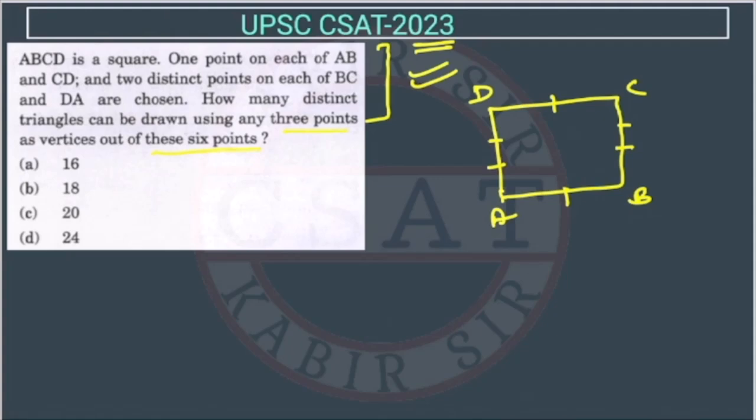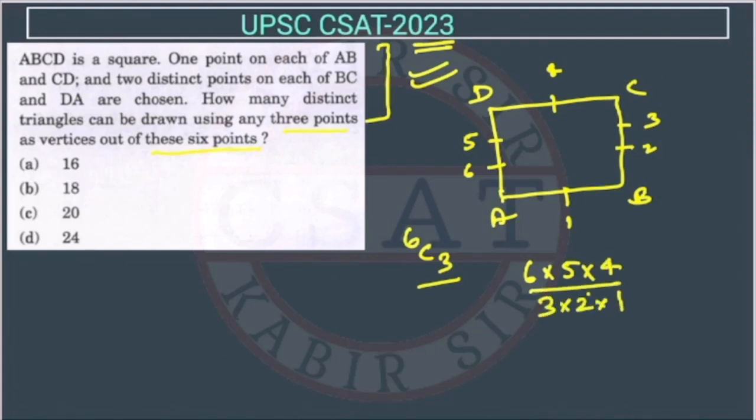So how many points are there? 1, 2, 3, 4, 5, 6. We have 6 points. So out of these 6 points, how many triangles can we make? This is simple. This is 6C3 only, because these 3 points are not in one line, right? So the total number of triangles will be 6C3. So this will be 6 into 5 into 4 over 3 into 2 into 1, so this is 5 into 4, 20. So the answer is option C. This was an easy question.